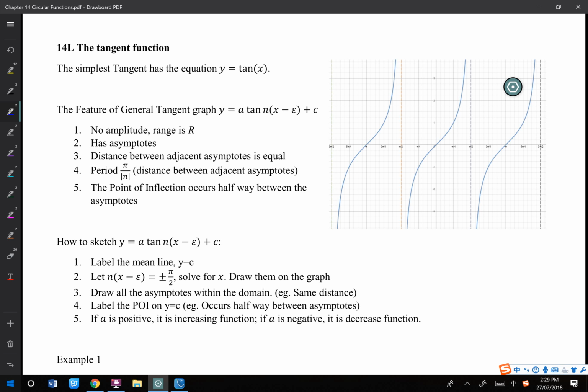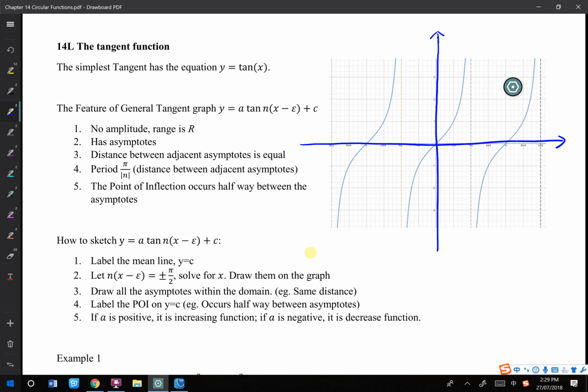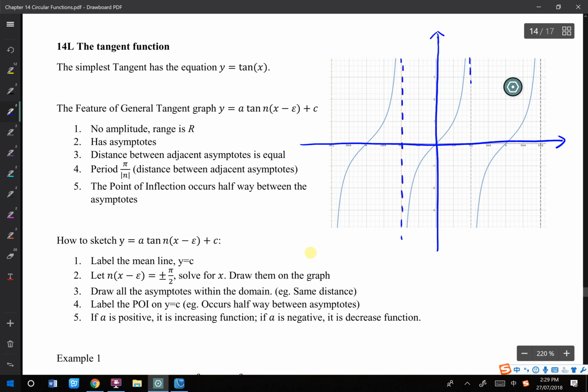Going to talk about the tangent graph. The graph here is a tangent graph. If you can see, this line is the y-axis, and this line is the x-axis. Just to make it clear, the graph can keep going. These ones are asymptotes. Then we have asymptotes here as well, and asymptotes here.